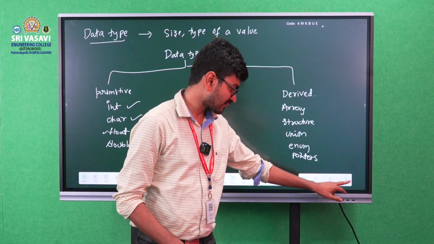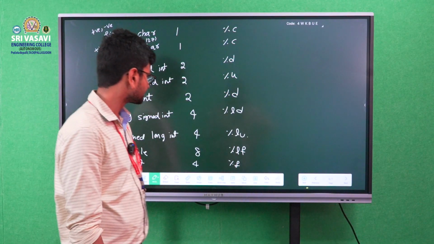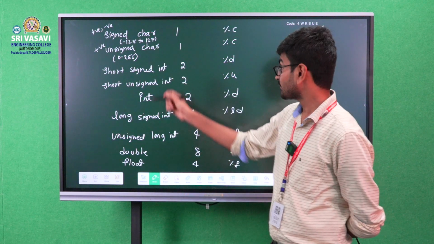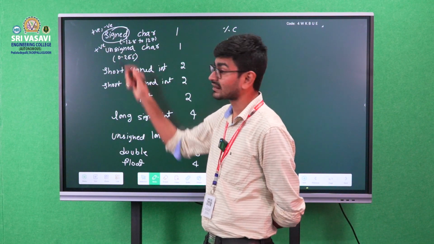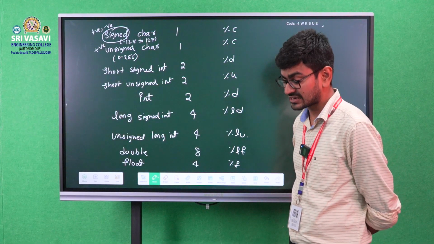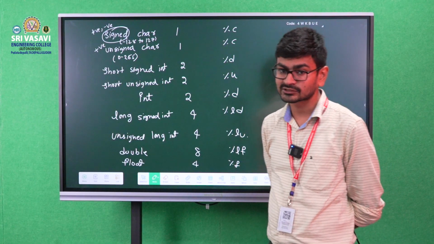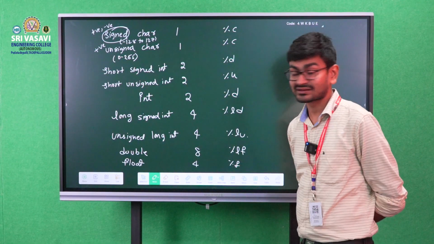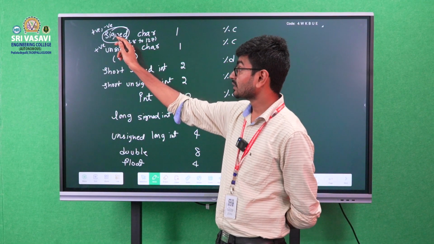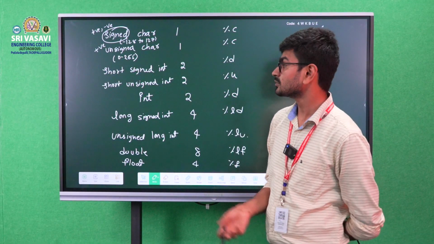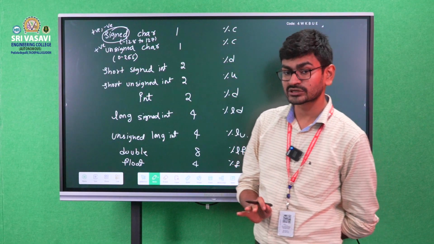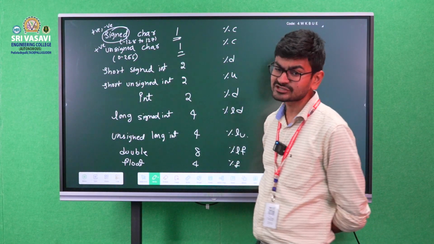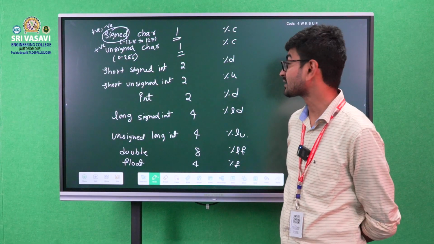Let us see some of the different types of data types as part of primitive data types. So character, and we are seeing different keywords here. One is signed and unsigned. These are very important to understand. Signed means we can store both positive and negative, and unsigned means we can store only positive. So the character size is 1 byte in the C programming language, and the format specifier for character is %c.